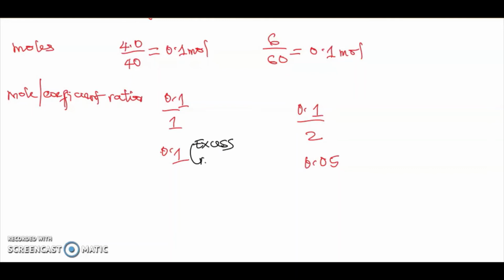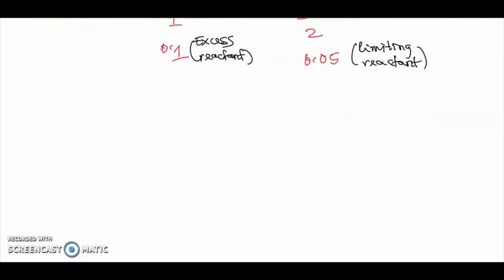Excess reactant. While the ethanoic acid is the limiting reactant. It has the lesser mole per coefficients ratio. Limiting reactant. So that is it. This therefore means that the amount of products formed in this reaction depends on the ethanoic acid because it is the limiting reactant. It will get used up first.